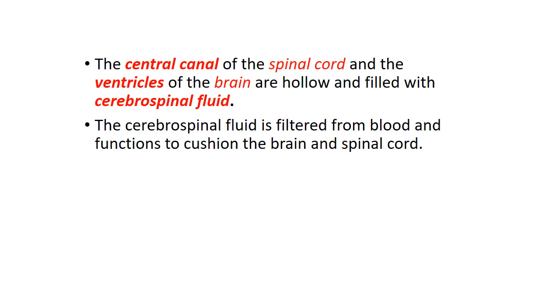The brain and the spinal cord contain hollow structures: the ventricles in the brain and the central canal of the spinal cord. These hollows are filled with cerebrospinal fluid. It's very important because this fluid acts as a cushion for the brain and the spinal cord, and protects them from damage. It's acting like a shock absorber.